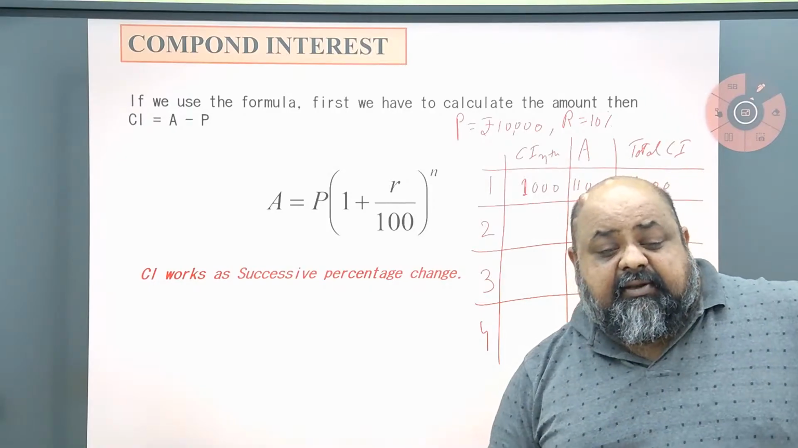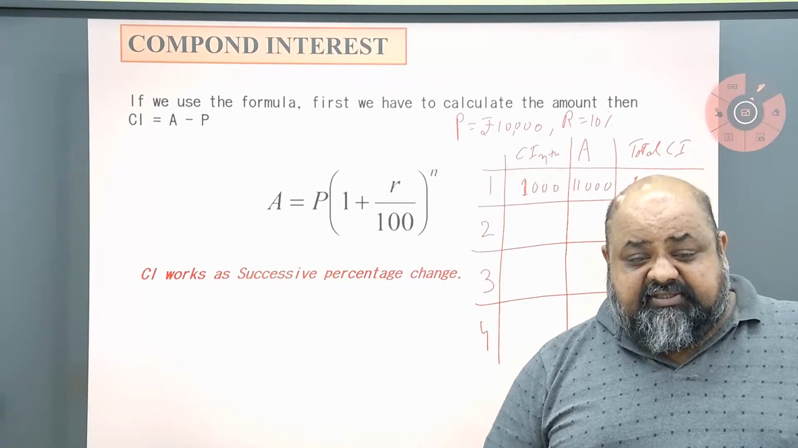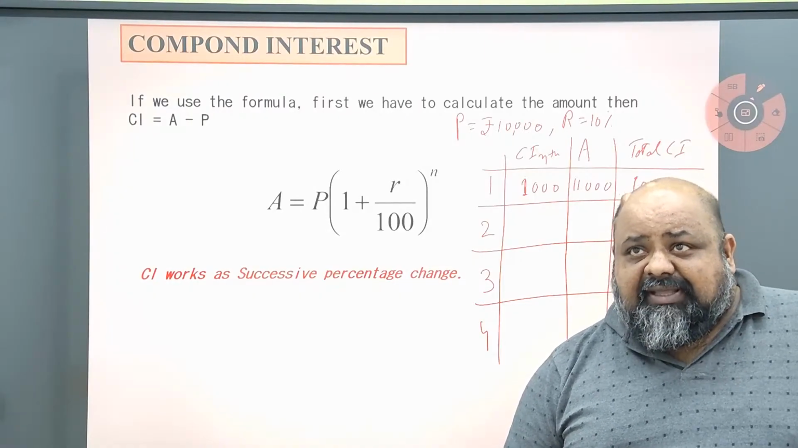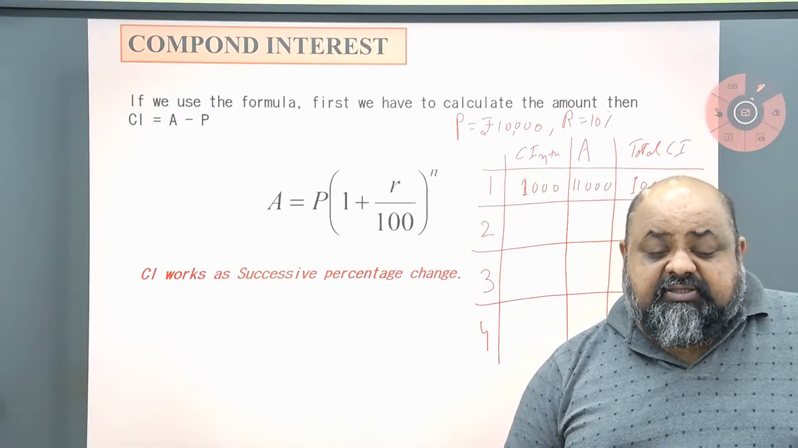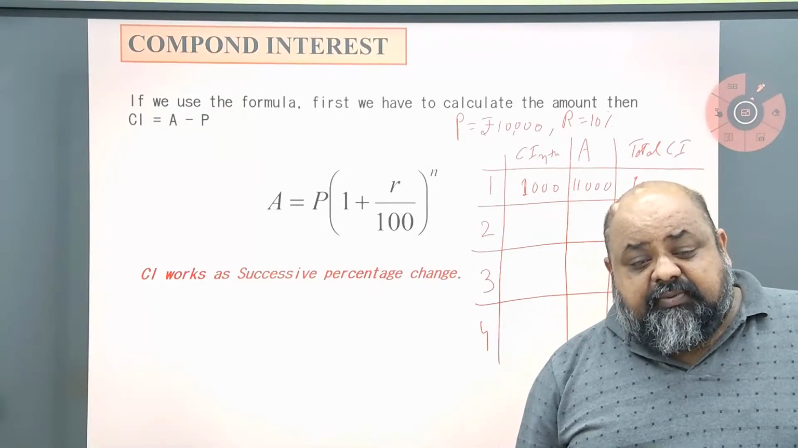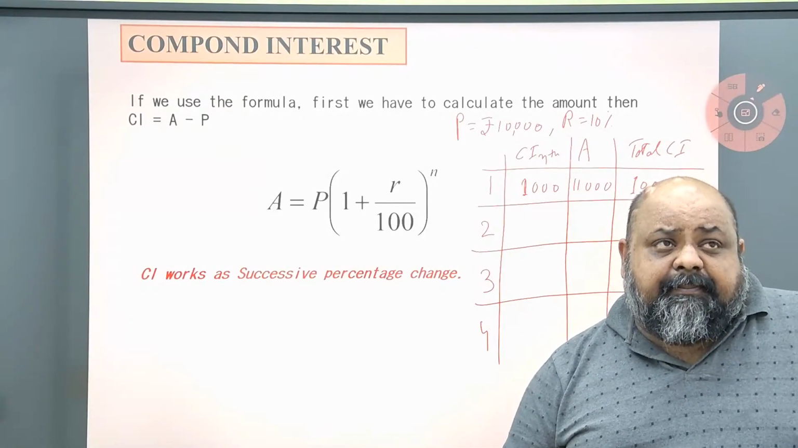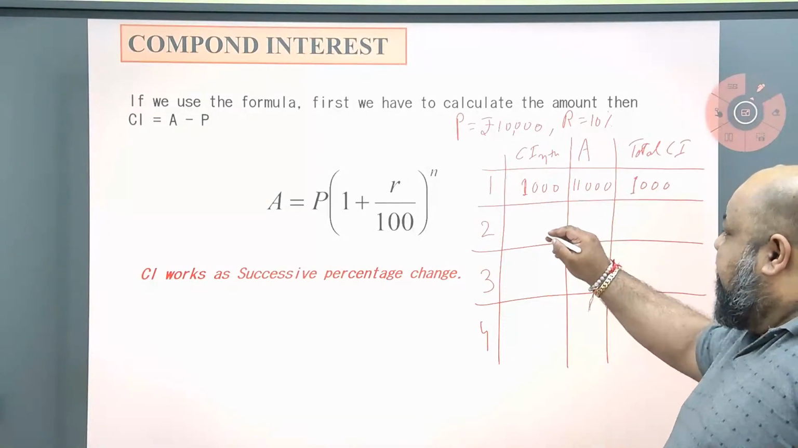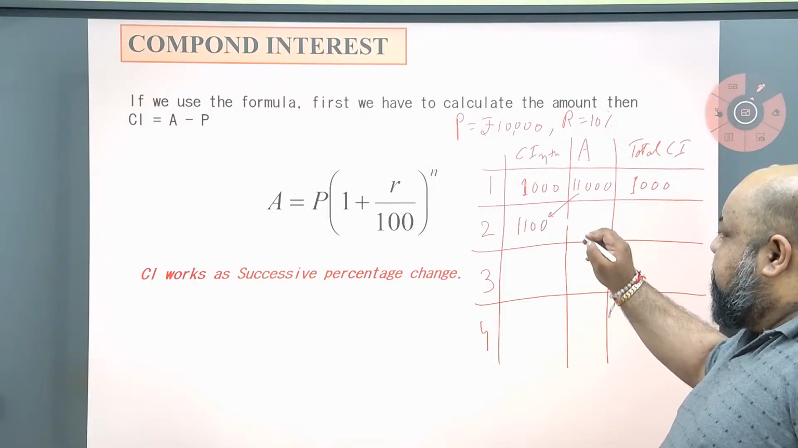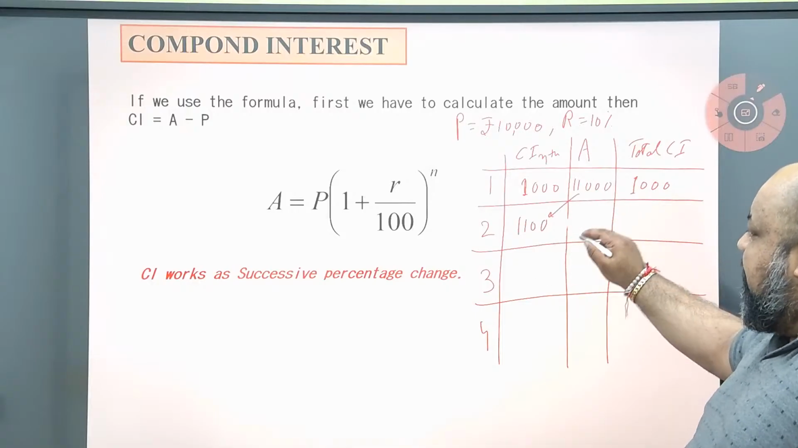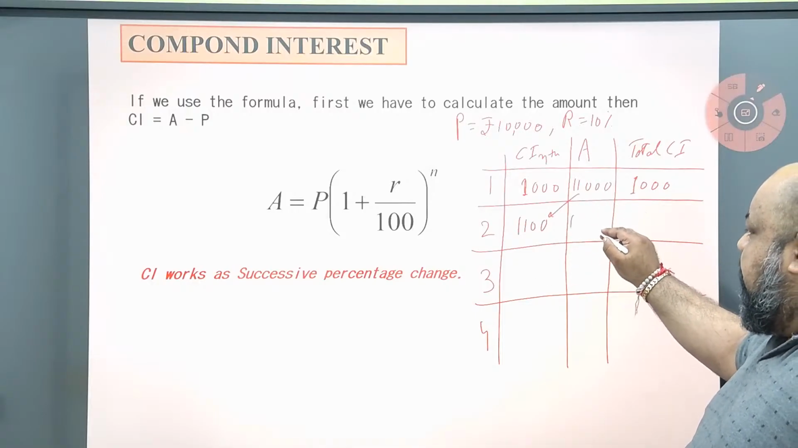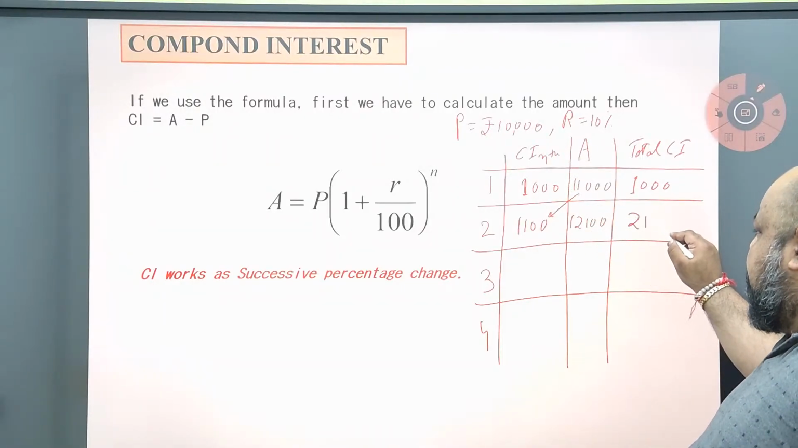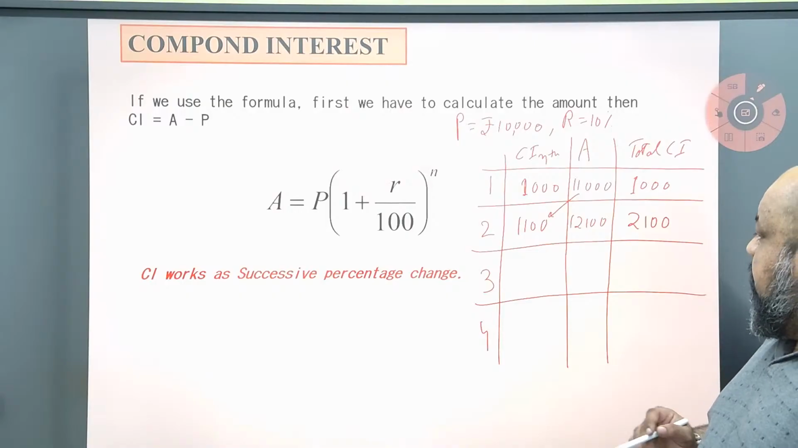What happens in the second year? At the end of the first year, the amount due is 11,000 rupees. And therefore, in the second year, the interest that will be charged will be on that entire 11,000 rupees. So the interest will be 10% of 11,000, which will be 1100 rupees. 10% of this amount, I add the interest to the amount. So 12100. And if I subtract principal from your total compound interest, you get 2100.